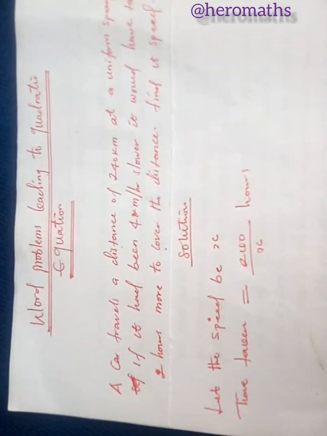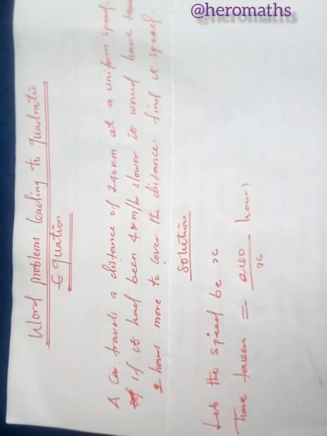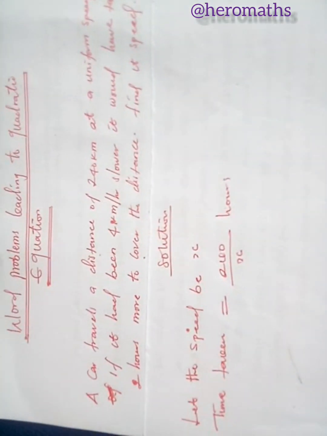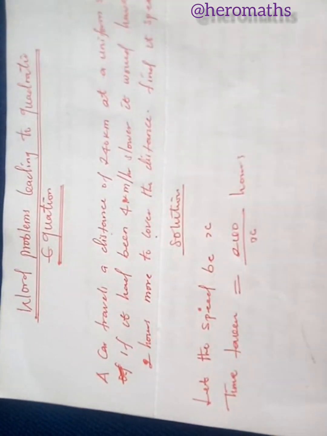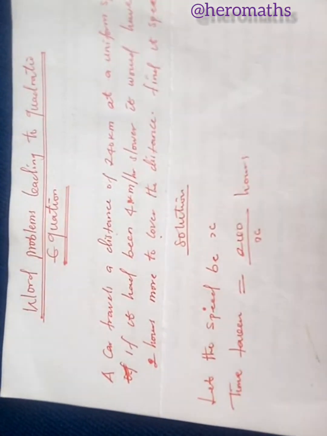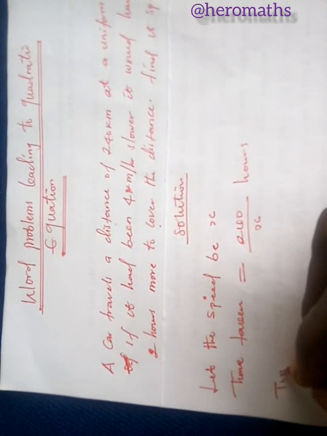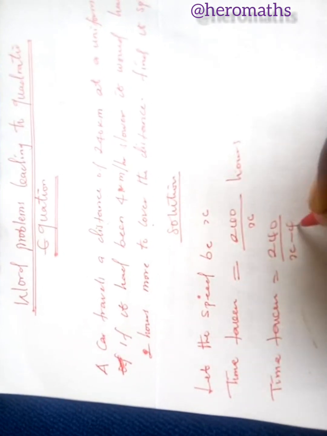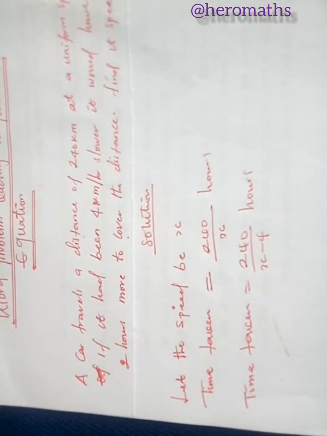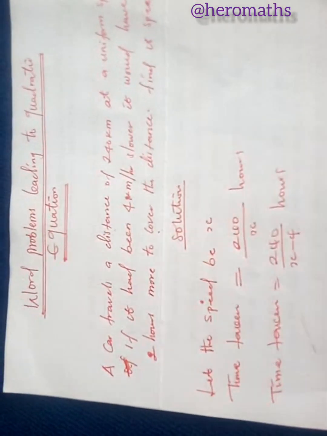Now they say if it had been 4 kilometers per hour slower, it would have taken 2 hours more to cover the distance. If the speed is x, then from the second sentence, 4 kilometers per hour is reduced from the speed. Understand? Now from the second step, the time taken will be 240 kilometers divided by x minus 4 hours, since 4 kilometers per hour is reduced from the uniform speed, which is x.